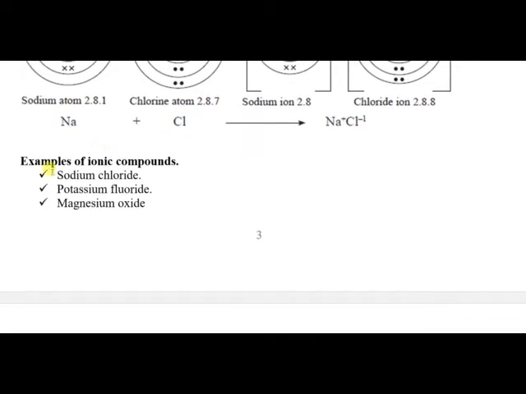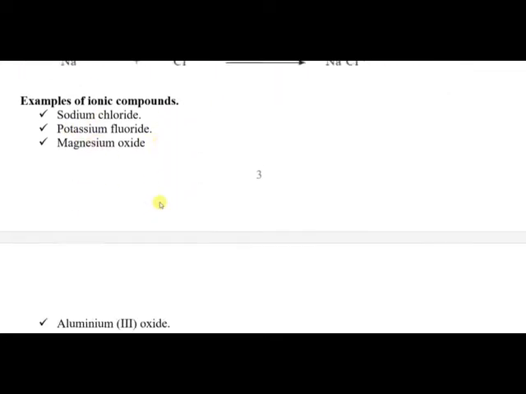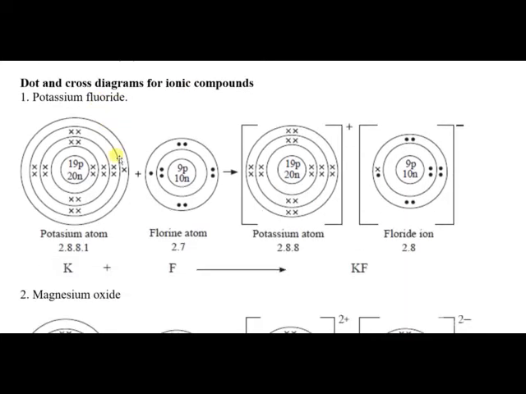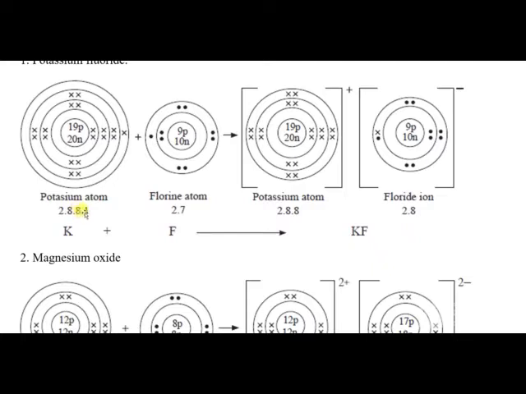Other ionic compounds will do the same, such as potassium fluoride, magnesium iodide, aluminium oxide. I have also given the dot and cross diagram for ionic compounds such as potassium fluoride. Potassium is atomic number 19, so electron configuration 2,8,8,1. So it will lose 1. The lost electron will be gained by fluorine to have 2,8. So this is how you represent.